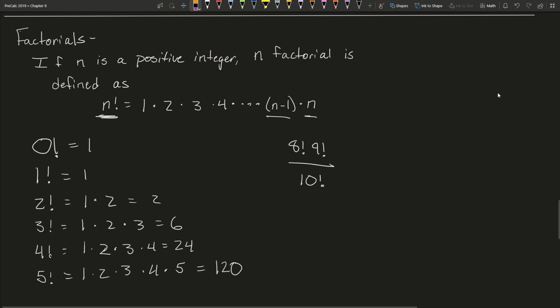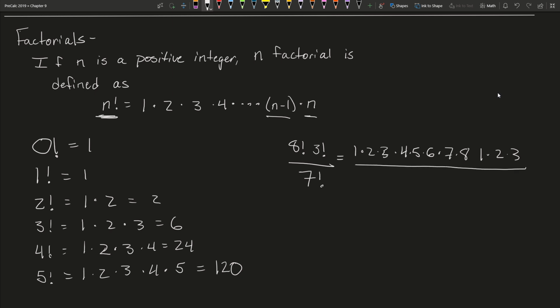Actually, I'm going to make this a little bit smaller so it's a little bit easier to deal with, just for the sake of screen space. All right. So what we can do is simplify this by writing it in the terms that we know. So 8 factorial is 1 times 2 times 3 all the way up until 8. And then 3 factorial is 1 times 2 times 3. Okay, so that's just the definition of 8 factorial and 3 factorial. 7 factorial, again, is 1 times 2 all the way up to 7.